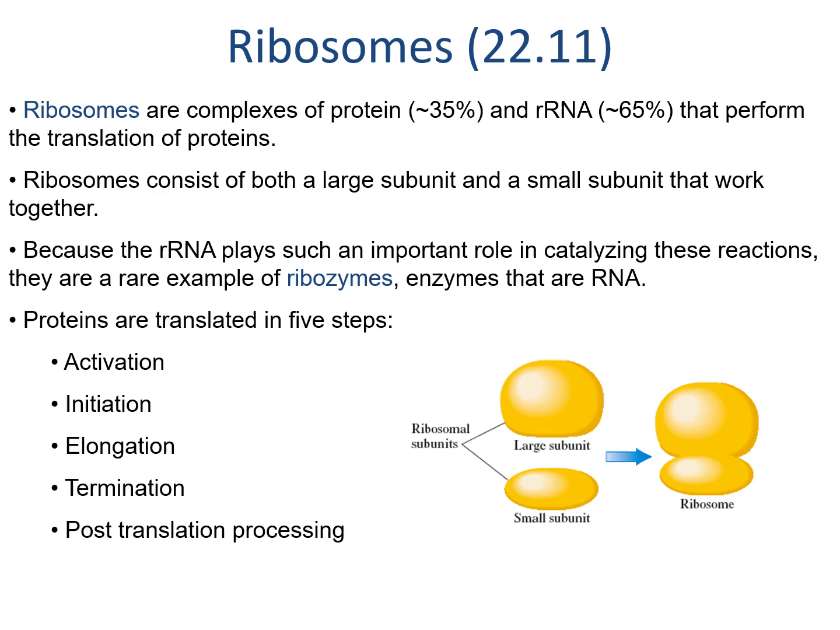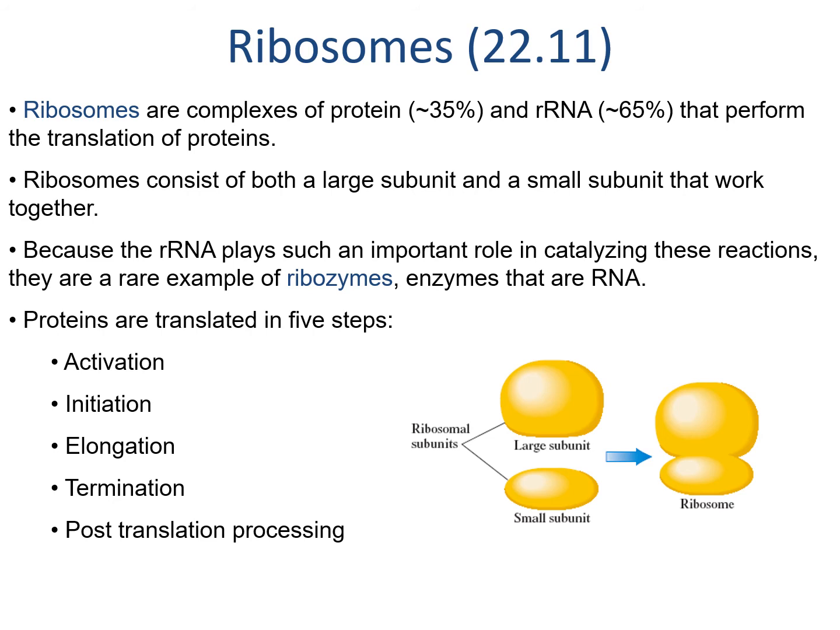The ribosomes are actually enzymes that consist of both protein and RNA that together perform the translation of the proteins. So ribosomal RNA is part of the ribosome enzyme. Ribosomes consist of both a large subunit and a small subunit that both work together. Because the ribosomal RNA plays such an important role in this, we call it a ribozyme, an enzyme that is an RNA. This is actually our second example of a ribozyme, the first being our small nuclear RNA, which helps to cut our heterogeneous nuclear RNA into the messenger RNA.